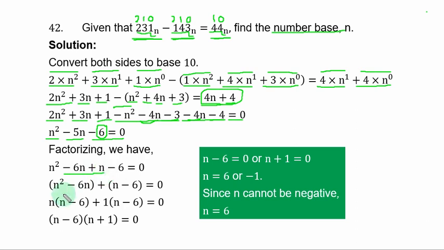The first 2 terms, n squared minus 6n in one group, plus the last 2 terms, n minus 6 in the other group. Ensure that you separate the 2 groups with a plus sign. From the first group, n is common. You factor out n and use n to divide through the group. That is, you divide n squared minus 6n by n, and you have n minus 6.